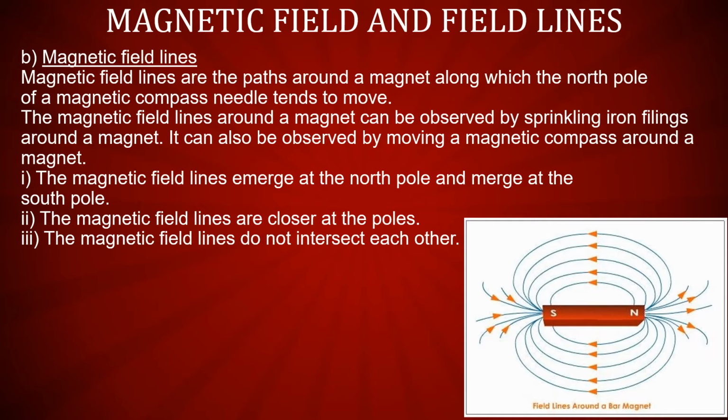So, the following are the properties of a magnetic field line. The first one is pretty clear: they start from the north pole and finish at the south pole. Magnetic field lines are closer at the poles, indicating a very strong magnetic field at the poles. These lines never intersect each other. What happens if they did? If they did, that would show that a magnetic field has two distinct directions at the same point, which is practically not possible. Therefore, they never intersect each other.